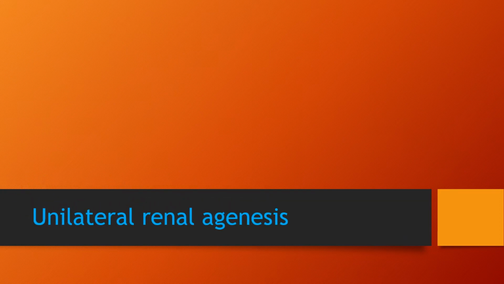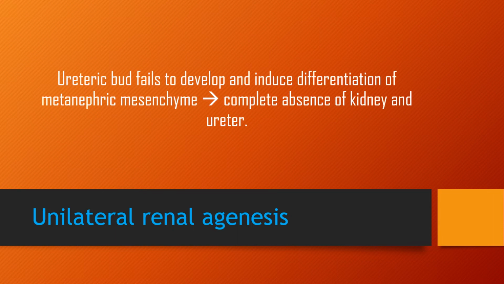Unilateral renal agenesis. The pathophysiology of unilateral renal agenesis is that the ureteric bud fails to develop and induce differentiation of the metanephric mesenchyme, so it leads to the complete absence of the kidney and the ureter. So there will be only one kidney and ureter present in a patient.